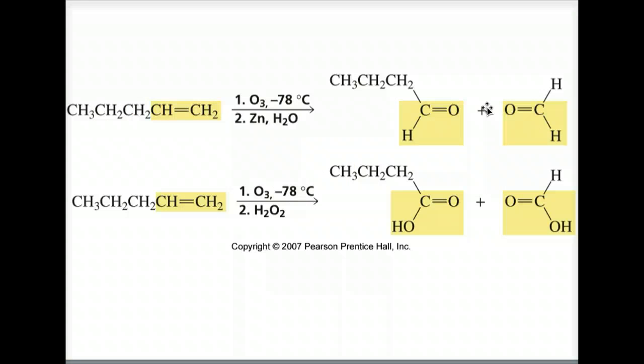We've been talking about oxidative cleavage of alkenes using ozone. Here is another specific example, but now we're starting with a terminal alkene. Notice the carbon-carbon double bond is on the end of the molecule.